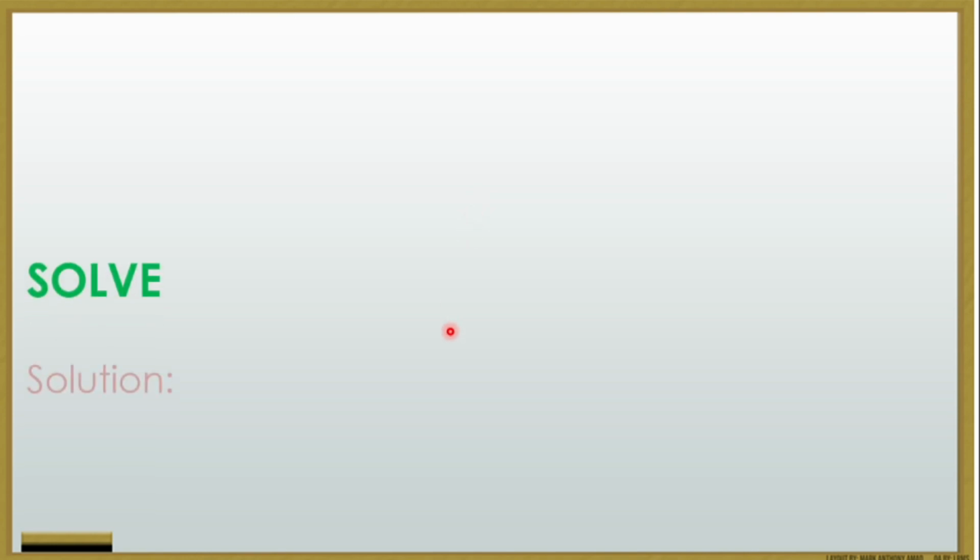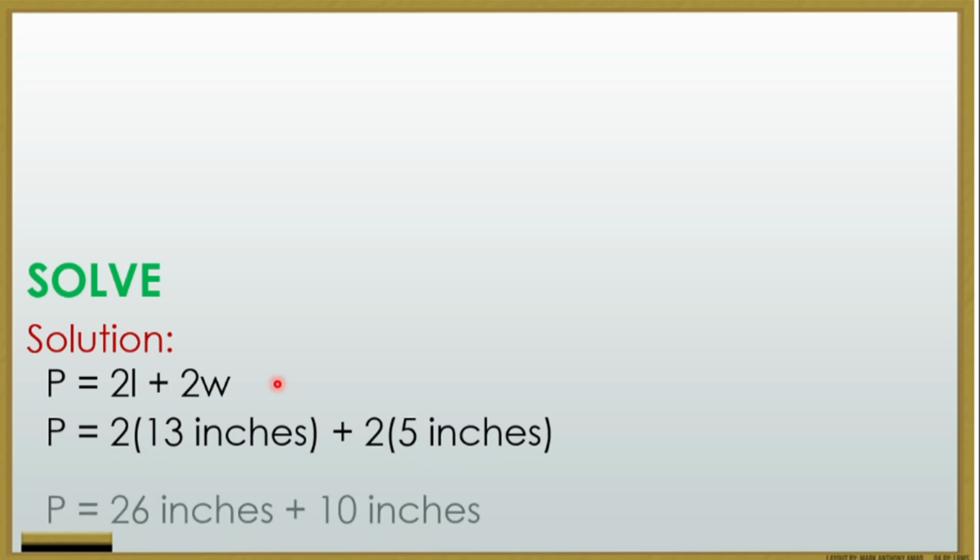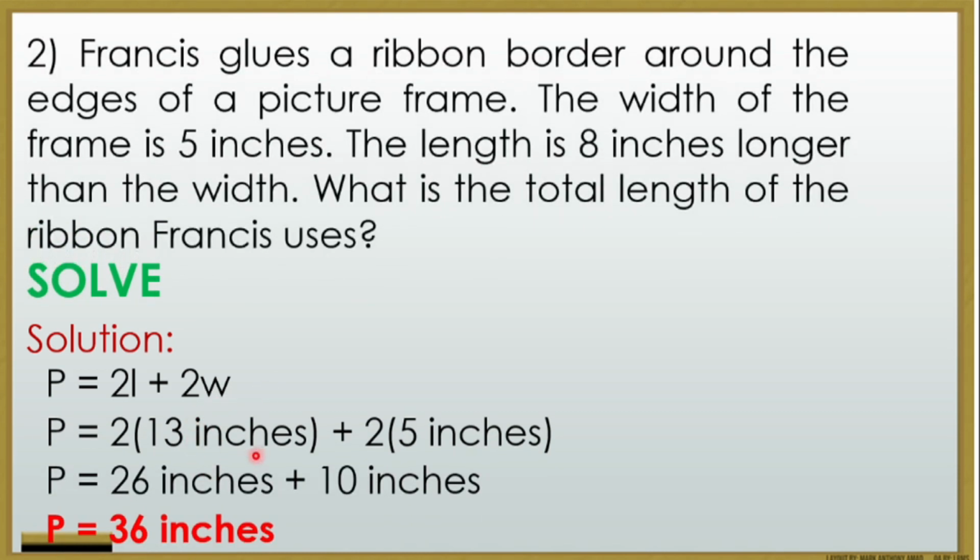Now, let's solve. So the formula, substitute the given. 13 inches is the length because it is 8 inches longer than the width. So 8 plus 5 is 13. Then multiplied by 2 is 26. And then 5 inches is the width, and 5 multiplied by 2, the answer is 10, and 26 plus 10 is 36 inches. So, therefore, the final answer is Francis uses 36 inches.